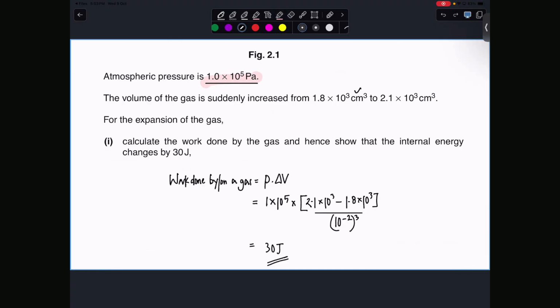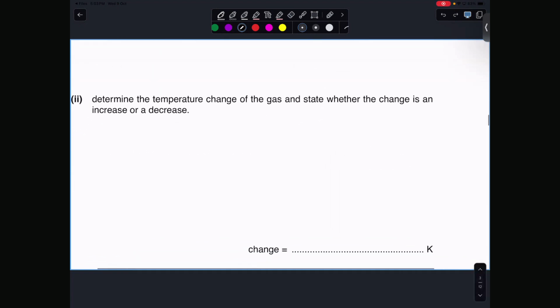Okay, so imagine you have a chamber like this. There's gas inside it. As I push it outward, right? What are you pushing out? The atmosphere. Determine the temperature change of the gas and state whether the change is an increase or decrease. Determine the change in temperature.